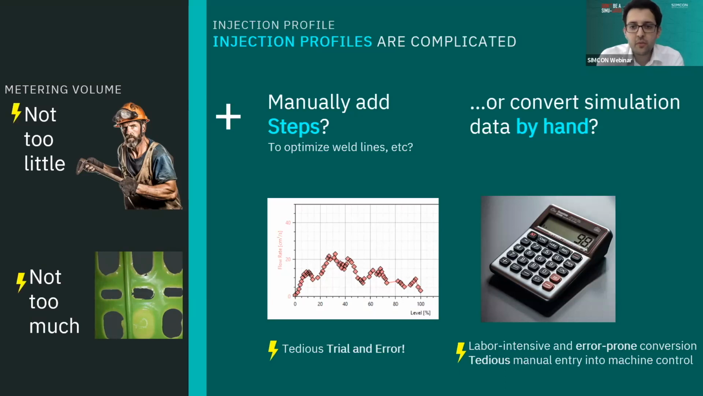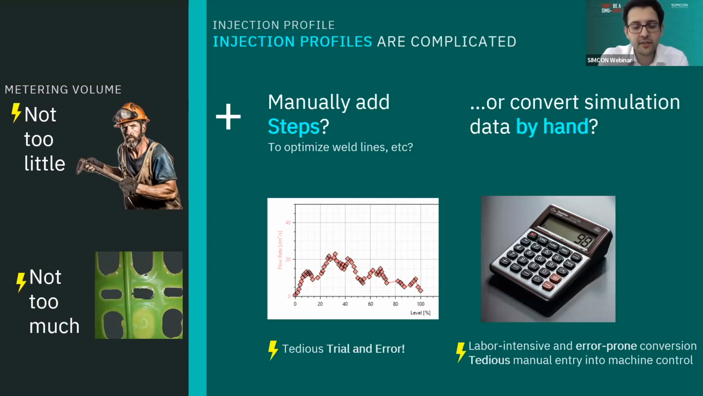This raises the question, when should these steps be installed? For example, for the weld lines, and these must then be brought to the machine. The profile on the left side, the line you can see here, is from the simulation, an optimized filling profile according to what is called a flow front. So the flow front always has the same speed.